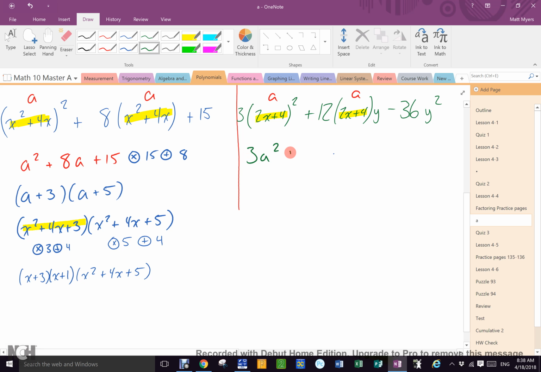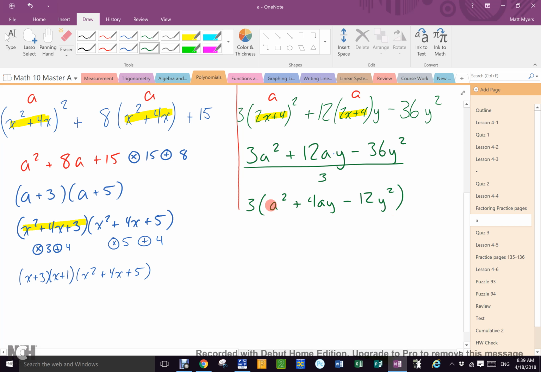3a squared plus 12ay minus 36y squared. What there don't we like? I don't like that 3 at the front. How do I get rid of the times 3? Can I divide it all the way through? Yep. So I'm going to divide it all the way through. So there's a GCF. So now I got 3a squared plus 4ay minus 12y squared. Correct? Is everyone okay to there?